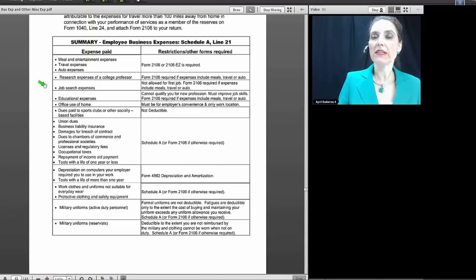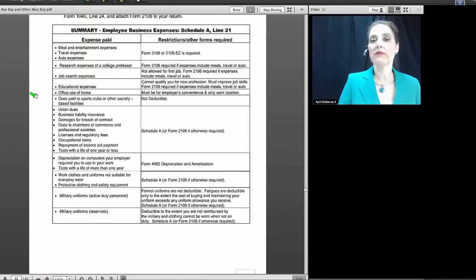Job search expenses are not allowed when you are looking for your first job, but if your job expenses are allowable and they include anything from meals, travel, or auto, then they would go on 2106, otherwise carry to Schedule A. Educational expenses cannot qualify you for a new profession, and they must improve your job skills. If they meet those requirements, you can enter them directly on Schedule A unless Form 2106 is otherwise required because you are claiming meal, travel, or auto. Office use of home. It must be for your employer's convenience and be your only work location.